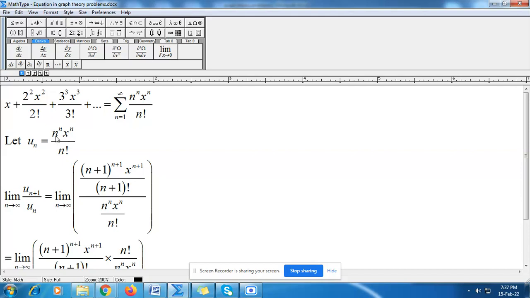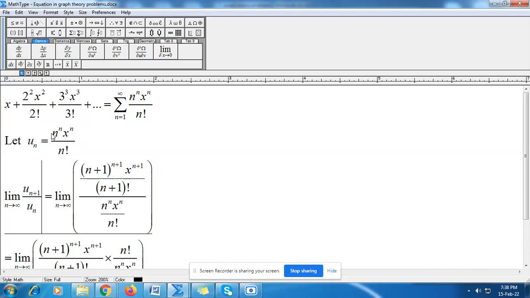So when you take n equal to 1, what happened? 1 power 1 is 1 and x power 1 is x by 1 factorial, which is the first term. And n equal to 2, 2 square x power 2 by 2 factorial, same. When you take 3, what happened? 3 power 3 x cube by 3 factorial. So it is the same. So the nth term of the series is n power n into x power n by n factorial. If it is not given, you have to write it.